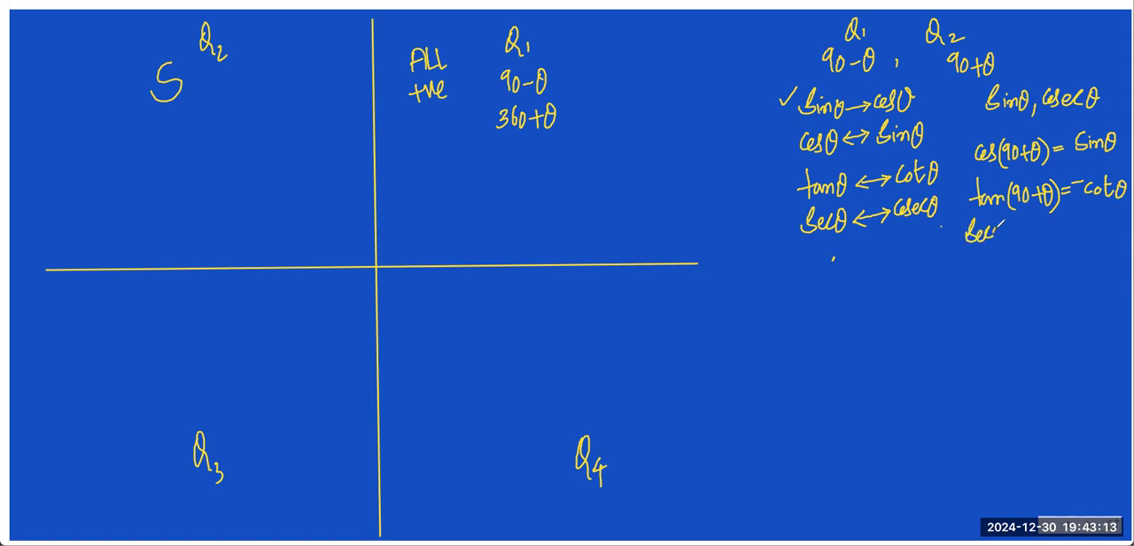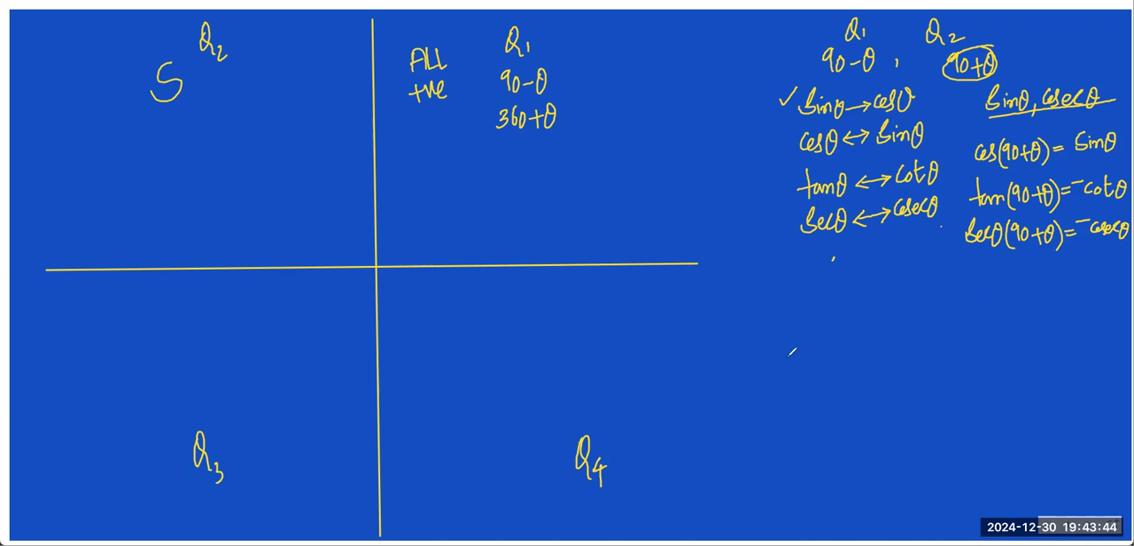One more example. Sec of 90 plus theta, if I am asking, then sec of 90 plus theta will change to cosecant theta, of course. But since we are talking about the second quadrant, only sine and cosecant will be positive. This is tan, that is why the answer is negative. This is sec, that is why the answer will be negative again. Okay. So like that, our concept is to find out the values of 180 minus theta as well.